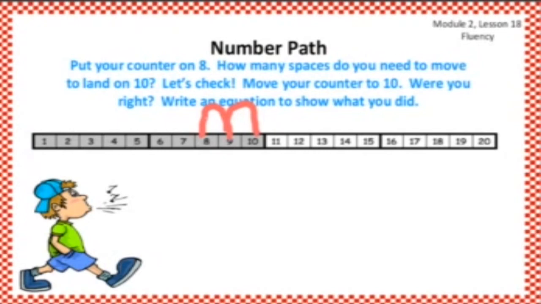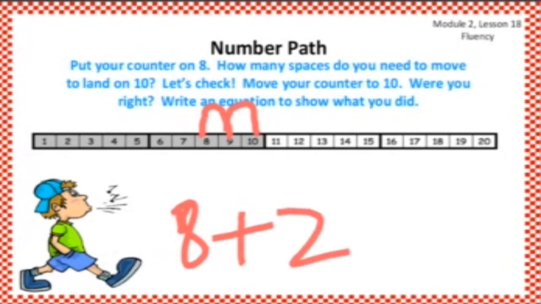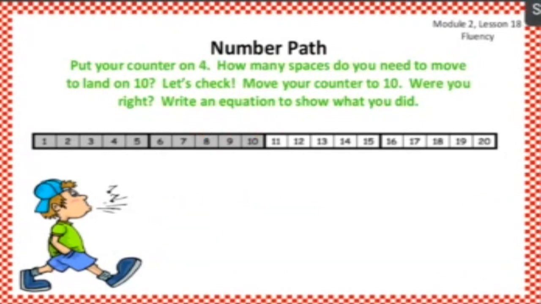So what did we do? It's very simple. 8 that we were on before plus how many times did we move? 2. And that gives us what? 10, because we landed on 10. Very good. So this is what we did. Alright. Now let's take another example.